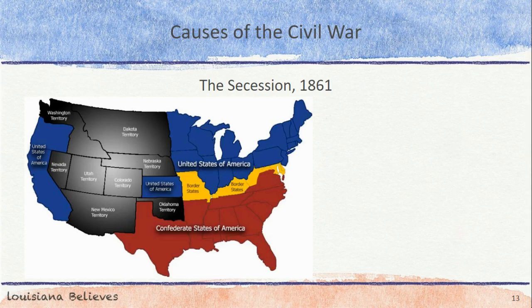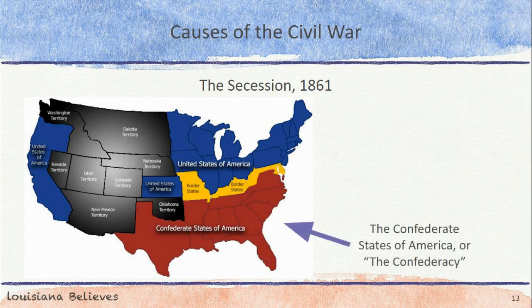Let's go back to our map for a moment. We have already learned that the southern red states on this map were states who decided they no longer wanted to be a part of the greater United States. In 1861, they proclaimed their own nation called the Confederate States of America. Known as the Confederacy, they seceded from, or left, the Union. This is known as the Secession.